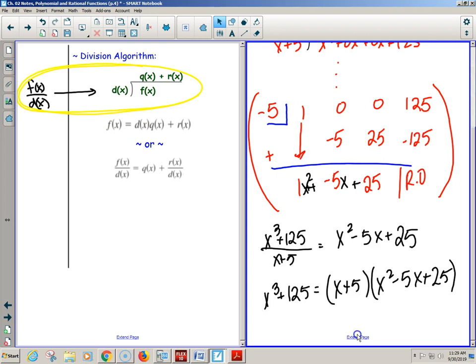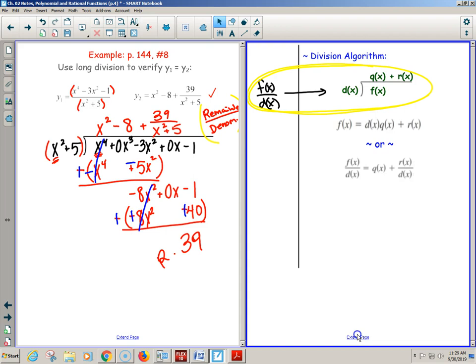Now the next thing is section 2.3. It's not about factoring nasty polynomials, it's just whether or not you can divide. Let's go back to that other example that we did on Friday.